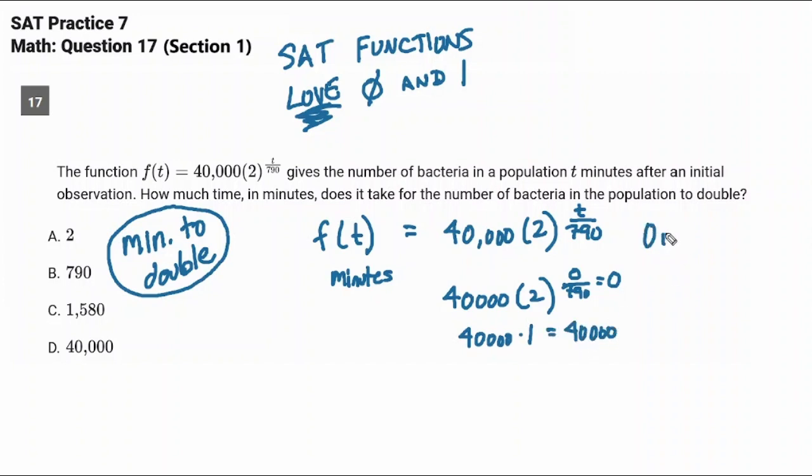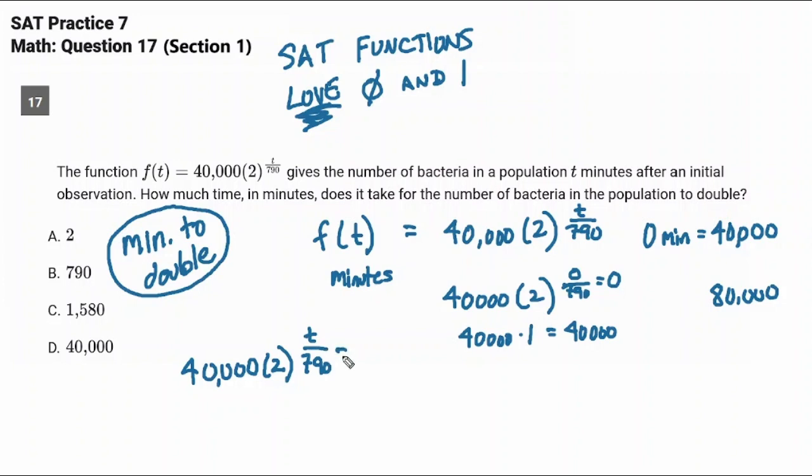So at 0 minutes, which is like the start, right? What do you got? You got how many bacteria? 40,000. What's your goal here? You got to get it to double. So what do you got to get it to? You got to get it to 80,000. All right, so we need, running out of space, we need 40,000 times 2 to the t over 790 to be 80,000.